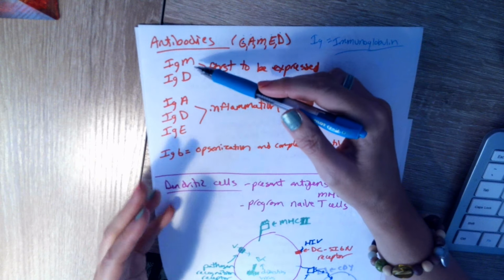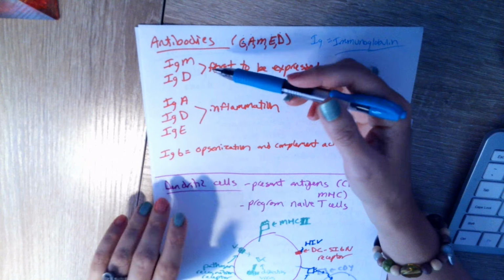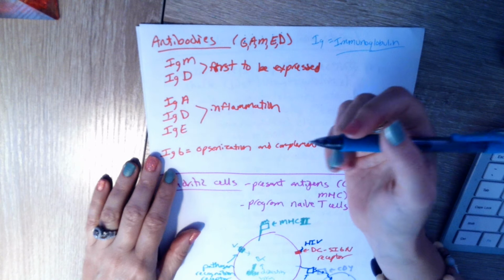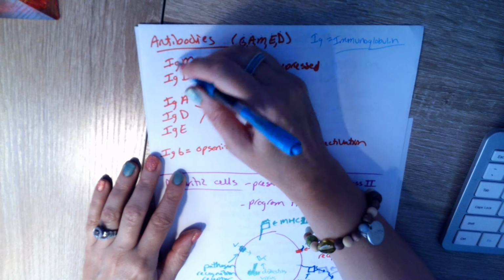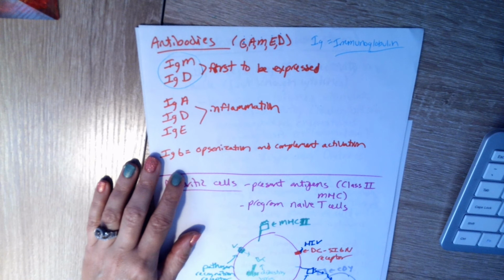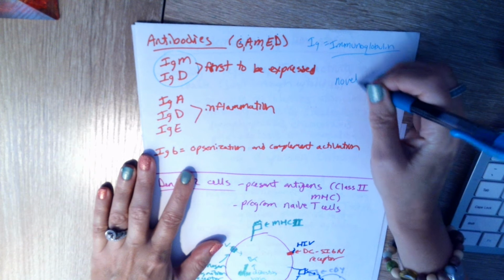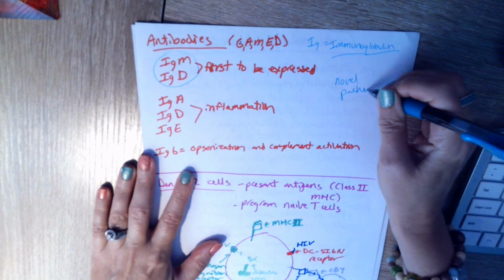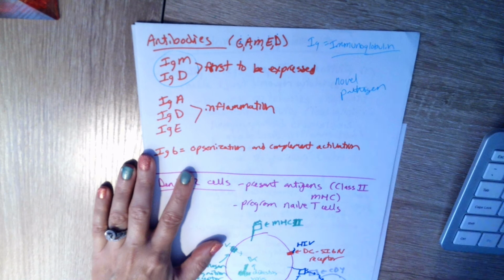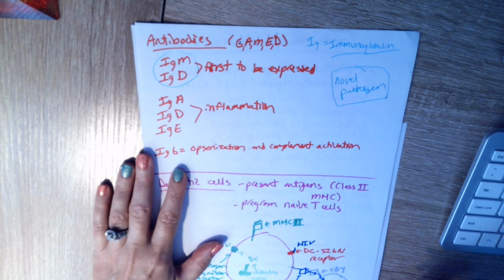And remember, we can find varieties of each of these that are going to react in a different sort of way, but just generally, on first exposure, you'll very quickly express IgM and IgD. And this is easy to remember because when you're first exposed to what's called a novel pathogen, that is one you haven't seen before, one you haven't been infected with before. So it's a brand new pathogen.